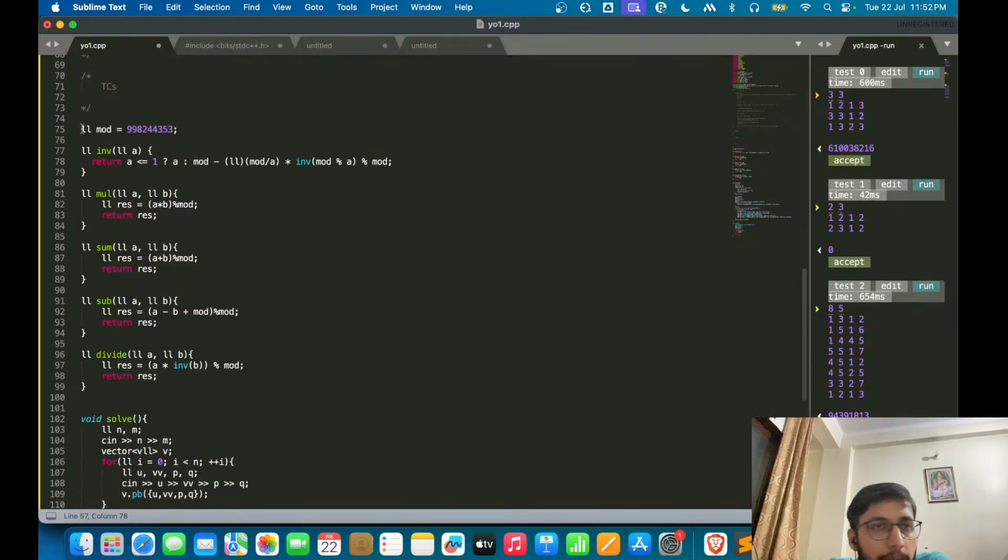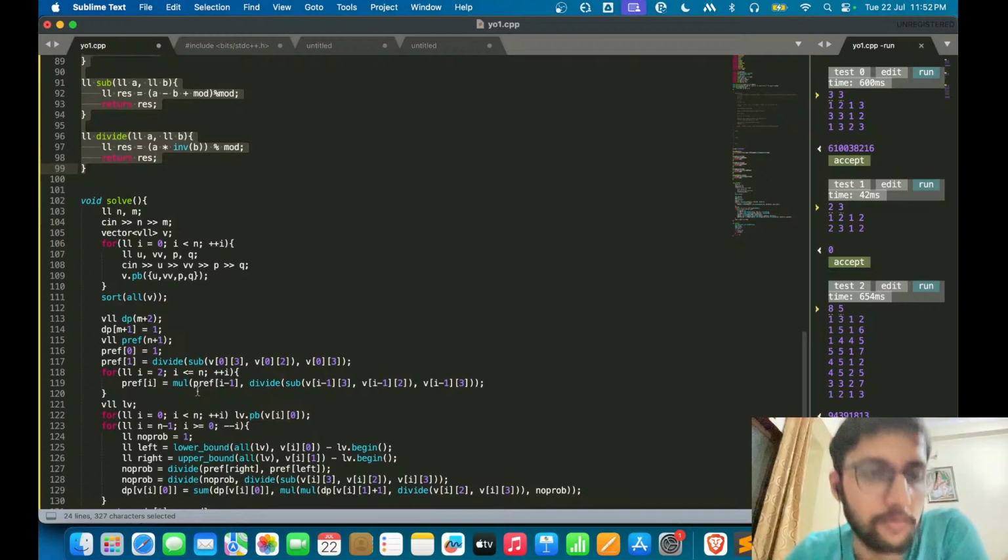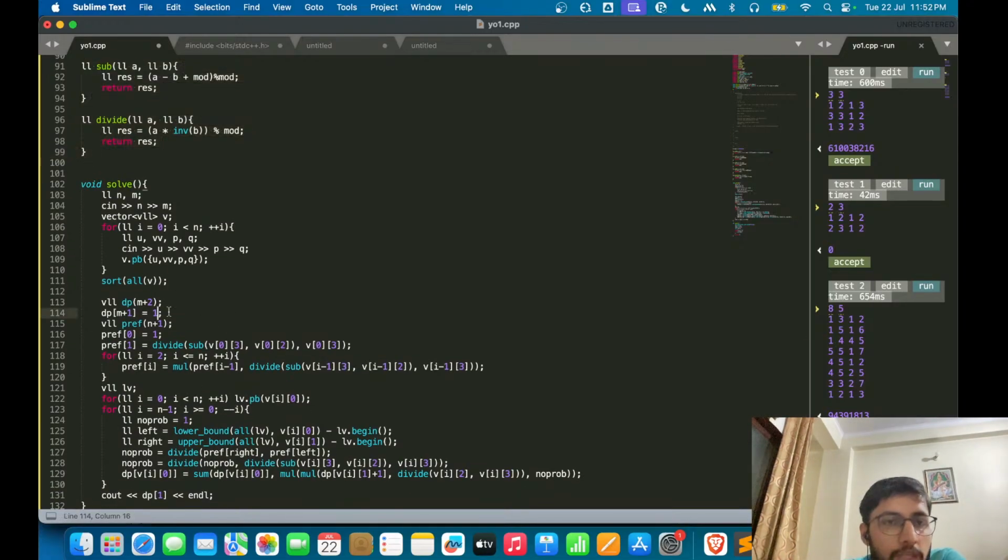So these are just the modulo operations. It makes things easier. And dp of m plus 1, as I said, is 1, because to reach from the m plus 1th state to the m plus 1th state, we can definitely reach that because we are already there. So that is why the trivial case is 1.